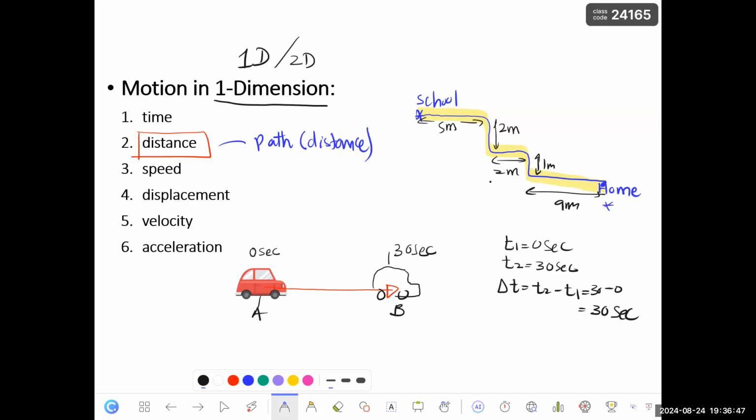So if someone asks you how much you traveled from your school to home, you can simply say the distance: 5 plus 2 plus 1 plus 1 plus 9. I simply add them up. It's going to be 7, 8, 9, and 18.